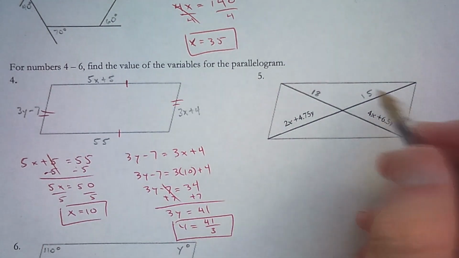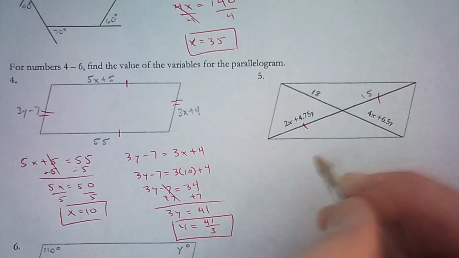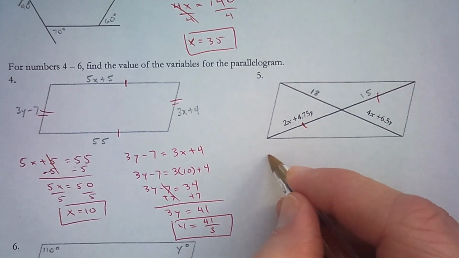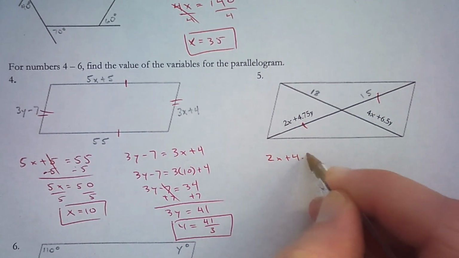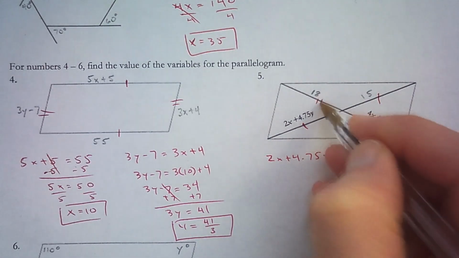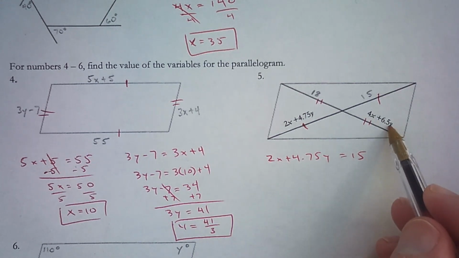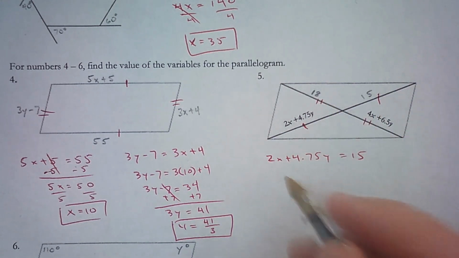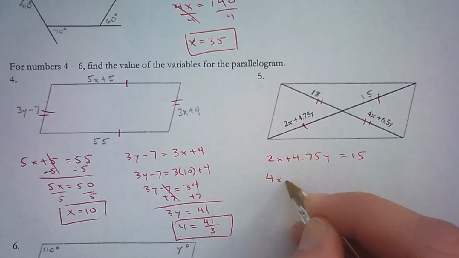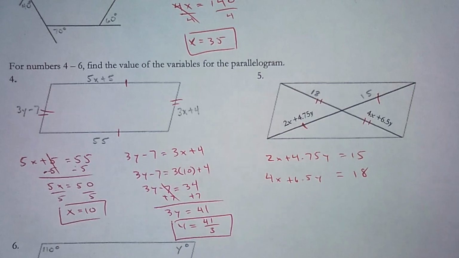Okay, next up, in a parallelogram, diagonals bisect each other, so that means these are congruent. So I get 2x plus 4.75y equals 15, and these are congruent. Now, this also has an x and y. So I'm going to have two equations with two variables. So I've got 4x plus 6.5y equals 18.